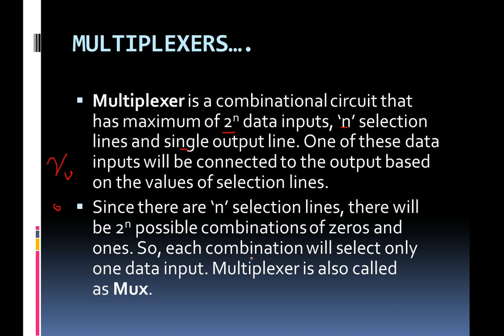Each combination will select only one data input. When the selection line values are 00, only one data input will be selected. When the selection line value is 01, one more data line will be selected. So depending on the selection line status, only one data input will be selected. A multiplexer is also called a mux.